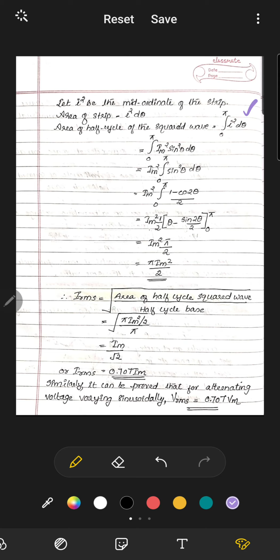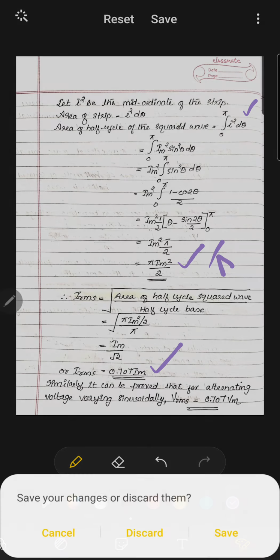Okay, therefore for the RMS value, this is the area. RMS value is nothing but the area of half cycle of the squared wave, which is given here, divided by the half cycle base. Half cycle base is nothing but pi. So it is the whole root of pi Im square by 2 divided by pi. So pi got cancelled. It is Im by root 2, or it is 0.707 Im. Similarly, it can be proved for alternating voltage also.